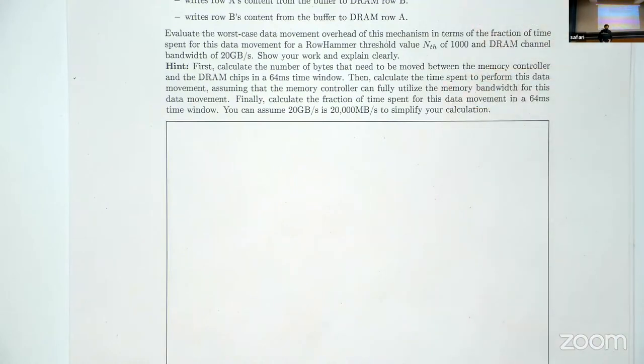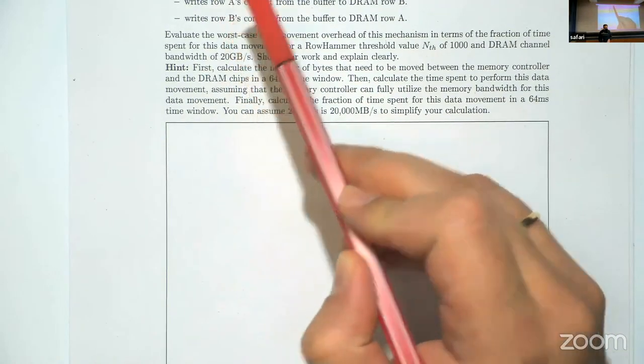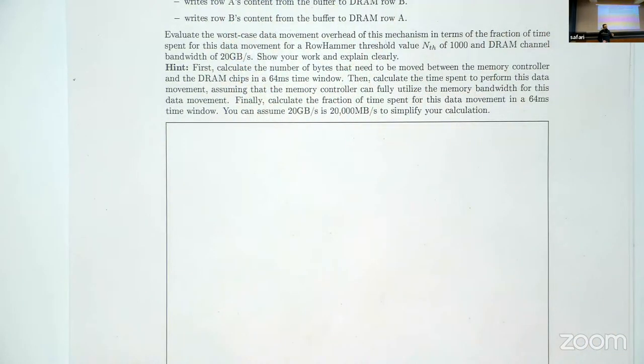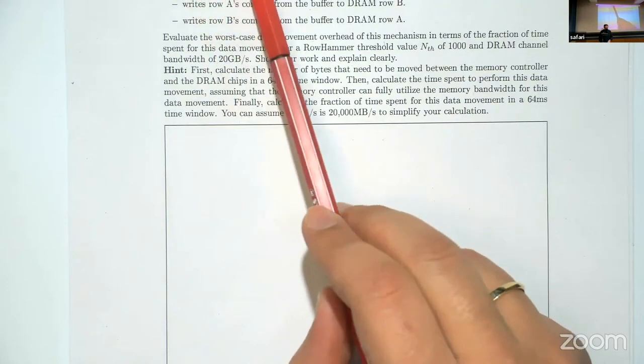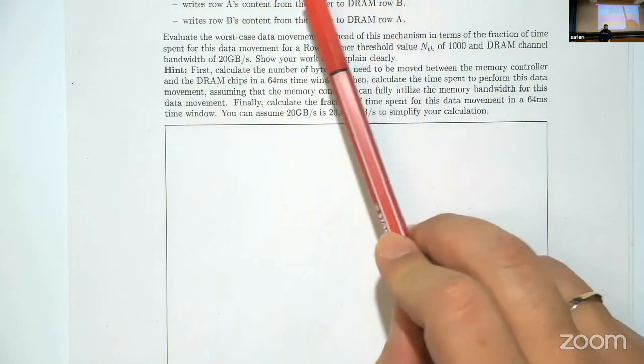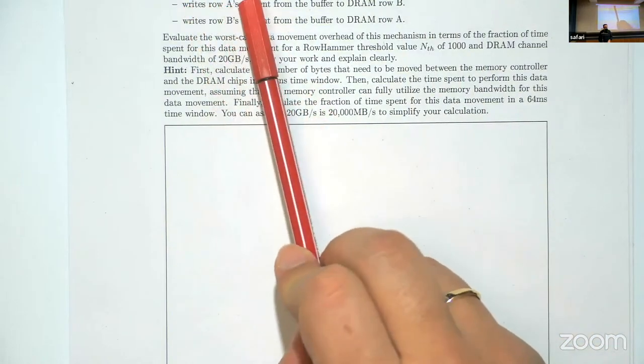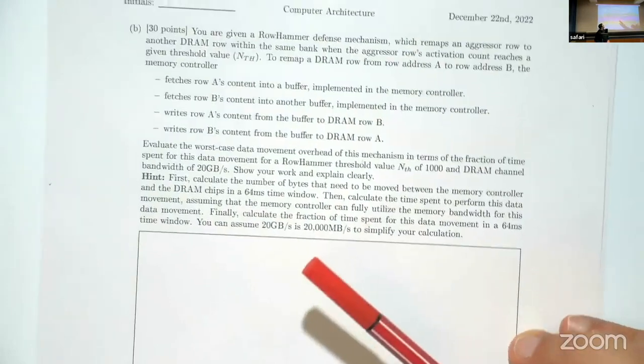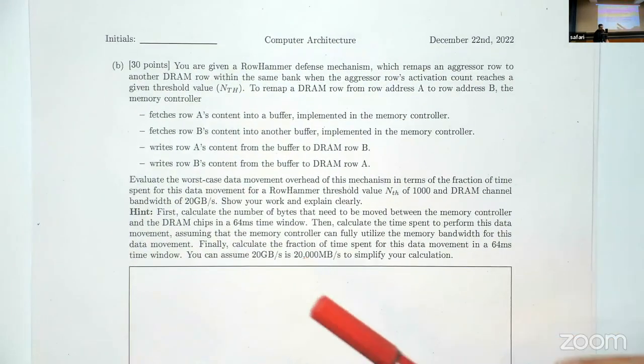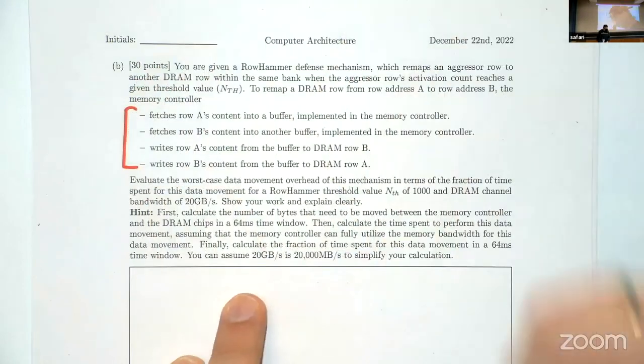So what this paper does is it proposes a RowHammer defense mechanism, and in this defense mechanism, it remaps an aggressor row when an attack is detected. And how does it do that? It does it in these 4 steps. So let's say row A is being hammered, and it detects it. What it does is it fetches row A's content into the buffer in the memory controller, and also fetches the content of row B. I'm talking about these 4 steps here.